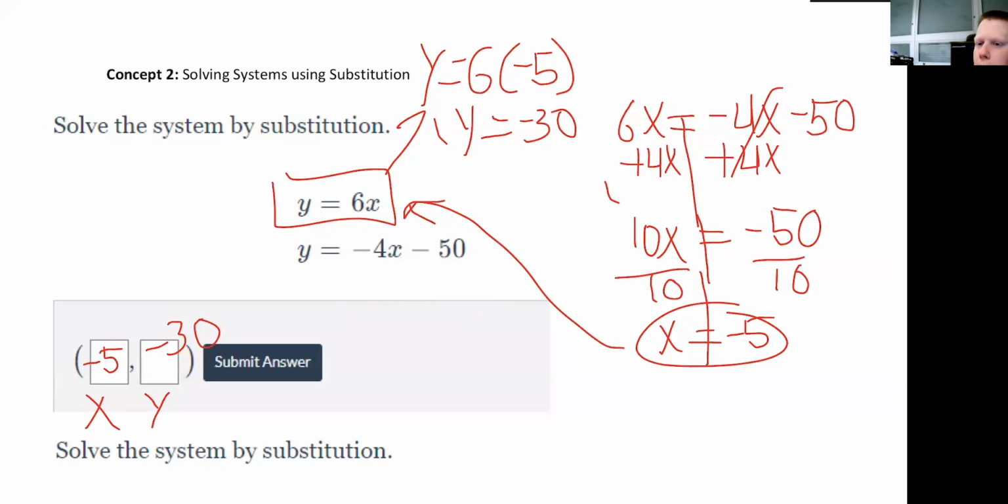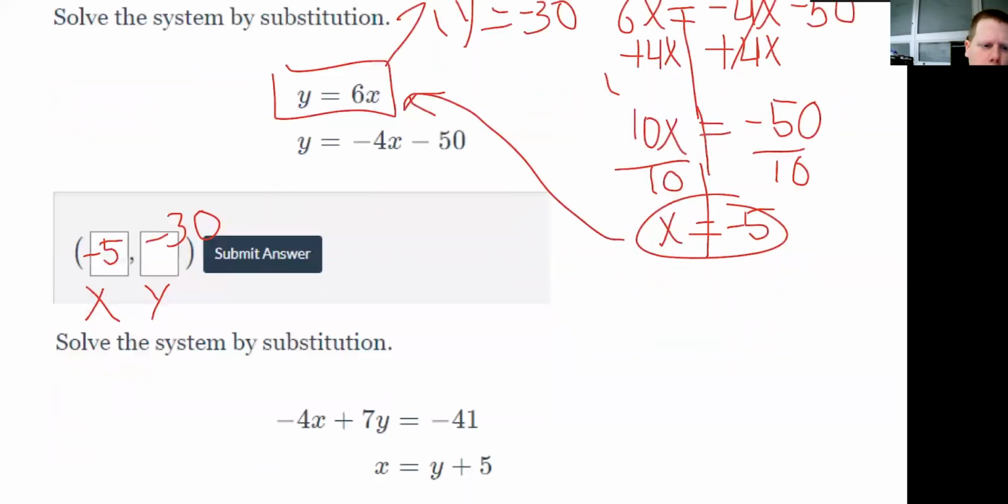So that would be my answer. Just remember, when you put in your answers, the x is always going to go in the first box. The y is always going to go in the second box. Sometimes when you're solving these, you might get your y answer first, and then you'll have to find your x answer. So just pay attention. It always goes x and y when you plug in your answers, though. So that's what level 1 will kind of look like.